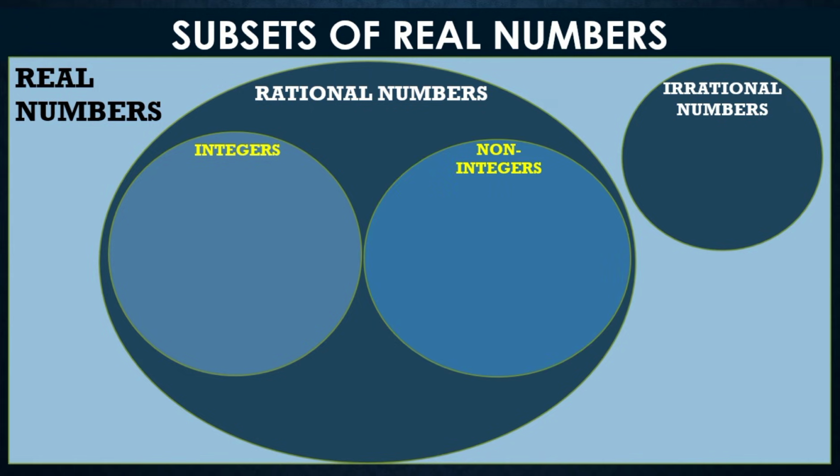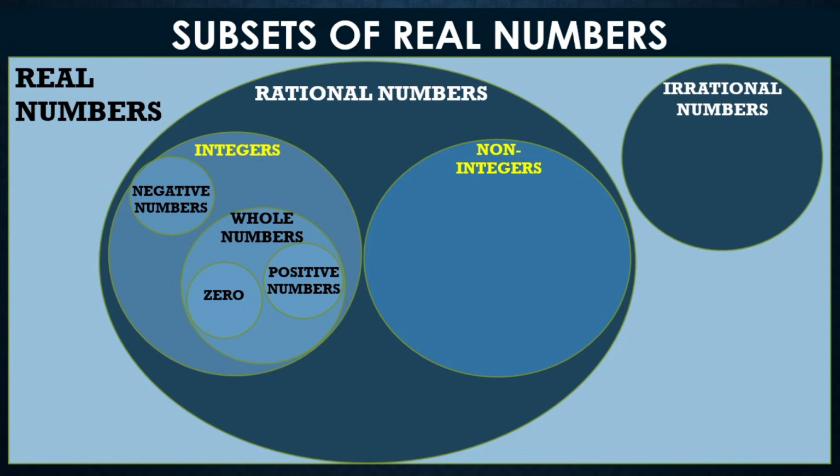Now, the subsets of integers, we have the negative numbers and the whole numbers. And under the whole numbers, we have 0 and the positive numbers. Remember that the positive numbers are also called the natural numbers or the counting numbers. So, they are just the same. Ulitin ko, under rational numbers, we have two subsets, the integers and non-integers, where integers include the negative numbers and the whole numbers, where the whole numbers include the 0 and the positive numbers, positive, counting, or natural.